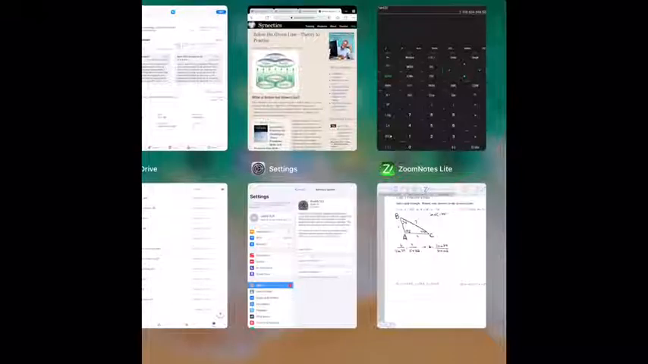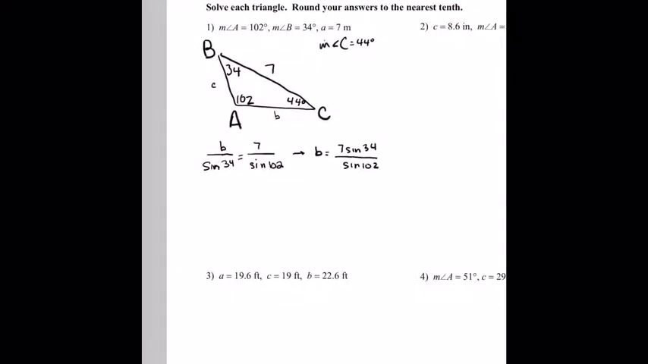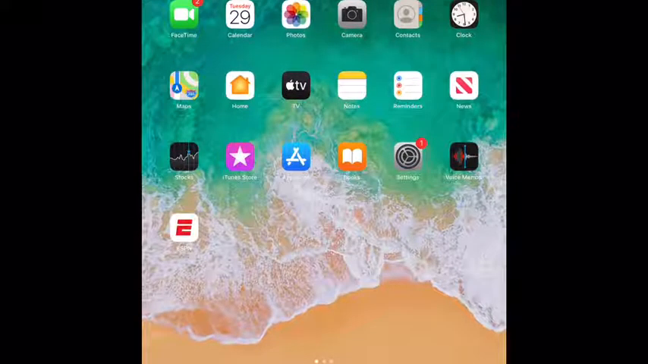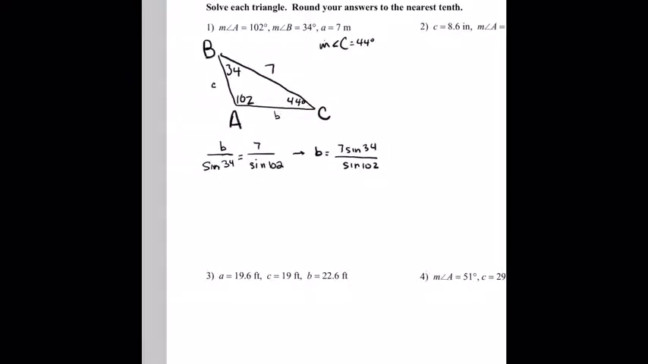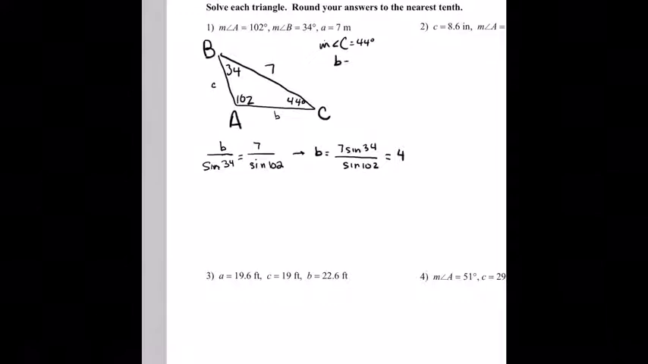So we need a calculator now. 7 times the sine of 34, actually it was 34, let's try that again. 7 times the sine of 34, and then we need to divide that by the sine of 102, and that's pretty close to 4. So measure of side B is 4 meters.